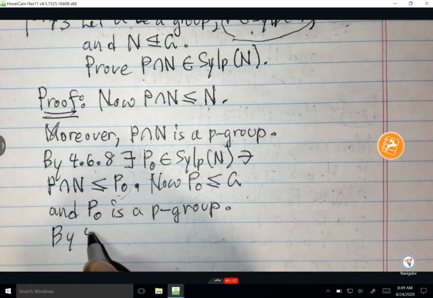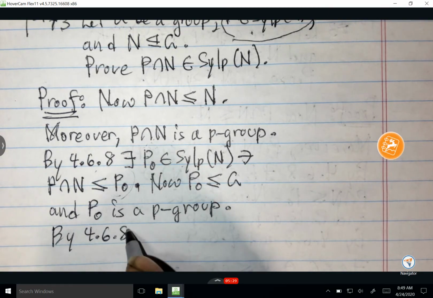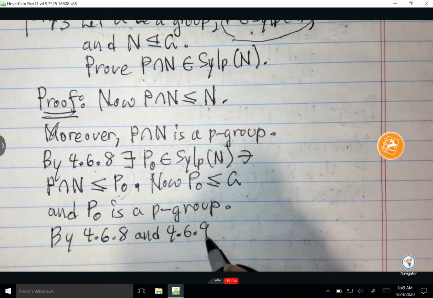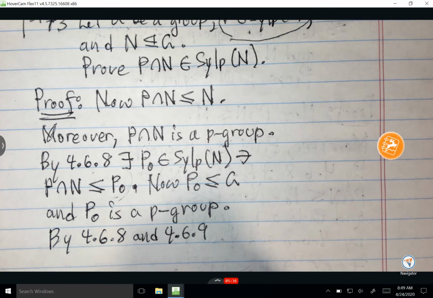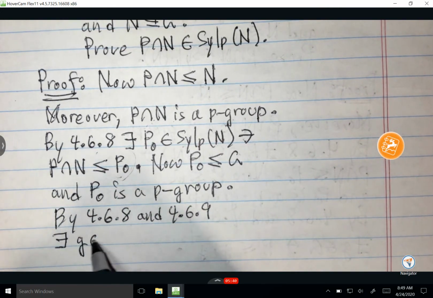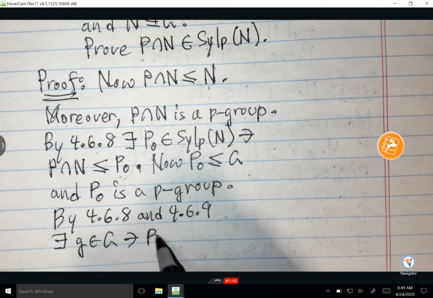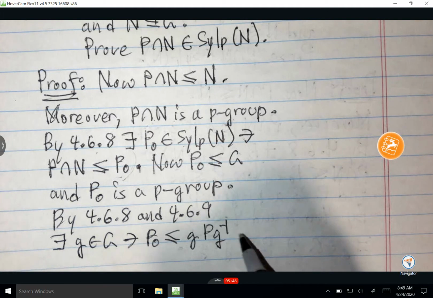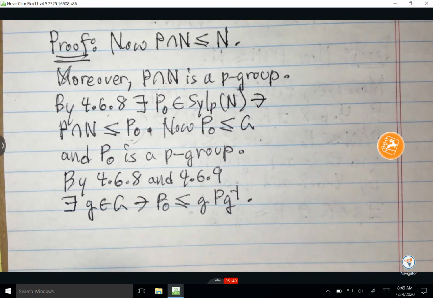By 468 and 469, and I'll call that conjugate little g, there exists a little g in G such that P0 is a subgroup of gPg inverse. Okay?